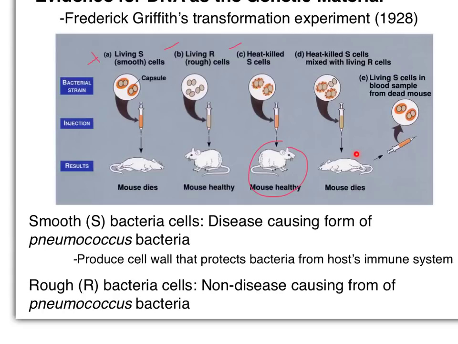Again, very curious. How is it possible that living rough cells could have somehow been transformed into living smooth cells in the presence of heat-killed smooth cells? Well, Griffith wasn't quite sure what had happened, but he hypothesized that there must have been a transforming factor that came from the heat-killed smooth cells that transformed living R cells into living smooth cells. He wasn't sure what this transforming factor was, but thus the race was on to try to figure out what this factor might have been.